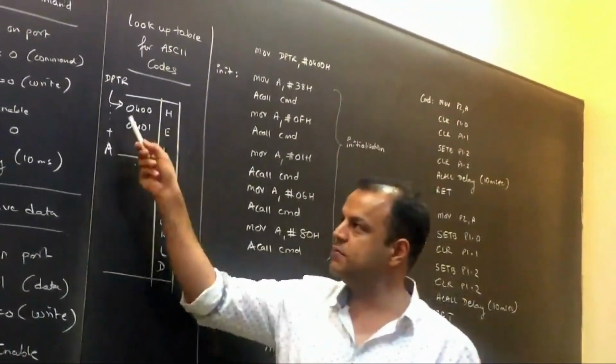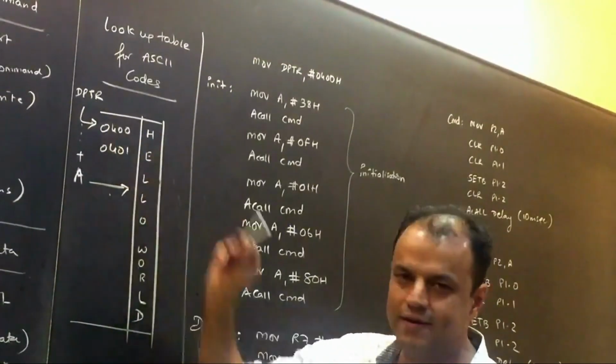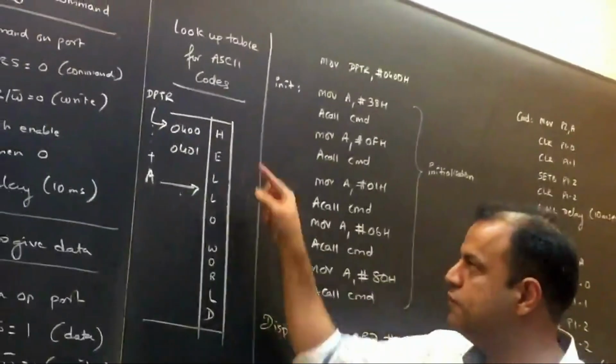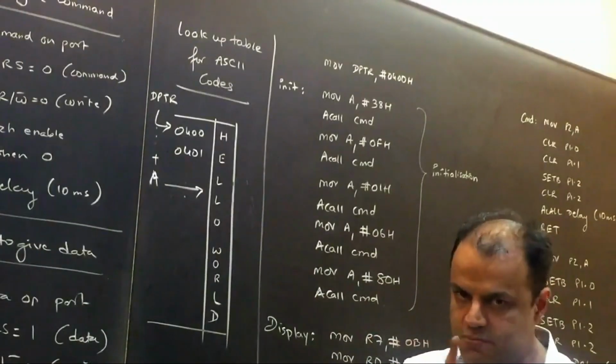Let the lookup table start from some location like 0400. Initialize DPTR at the beginning of the lookup table. Now for every index, suppose you want to display hello world, your first index will be 0. So initialize A with 0. MOVC A, @A+DPTR. I'm sure you know this.